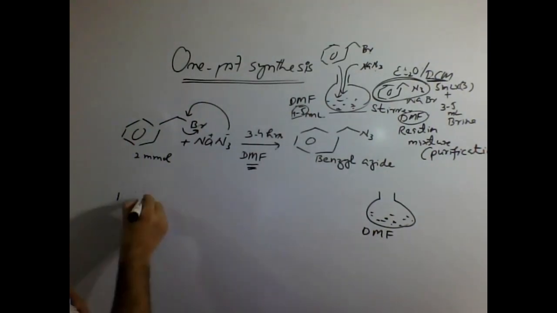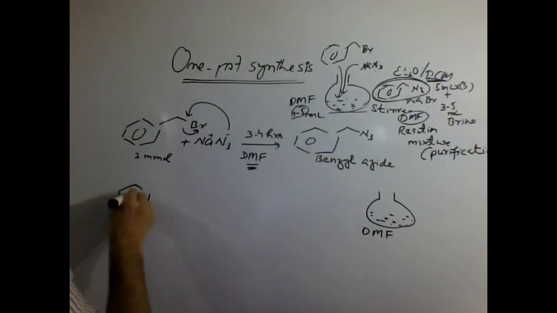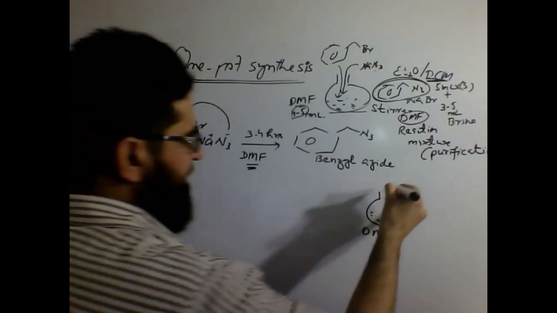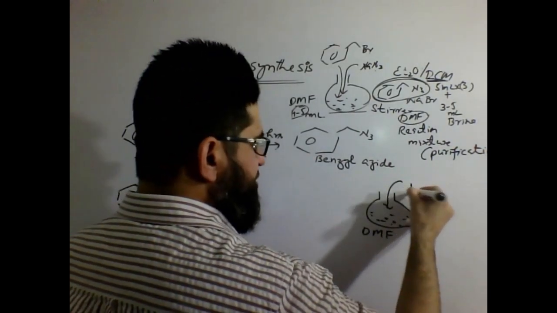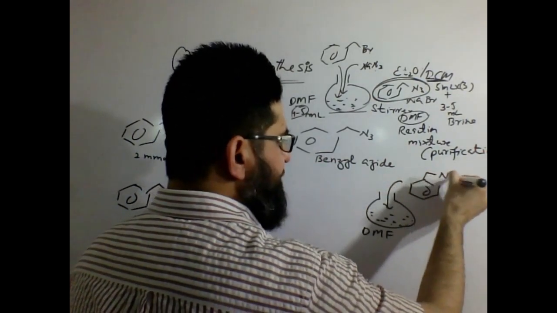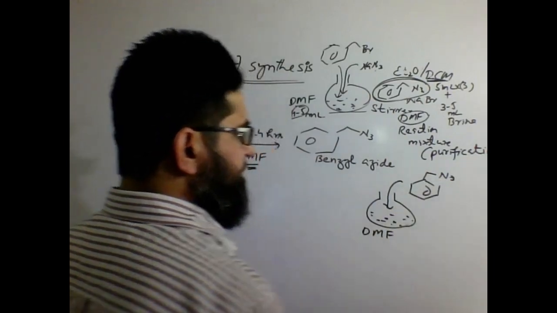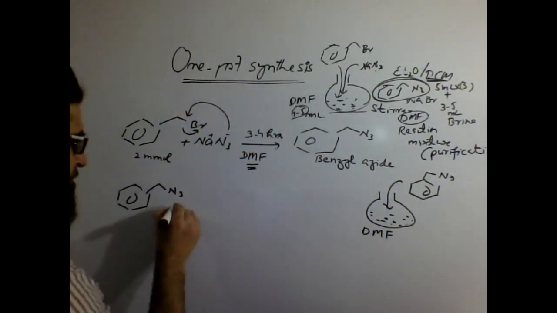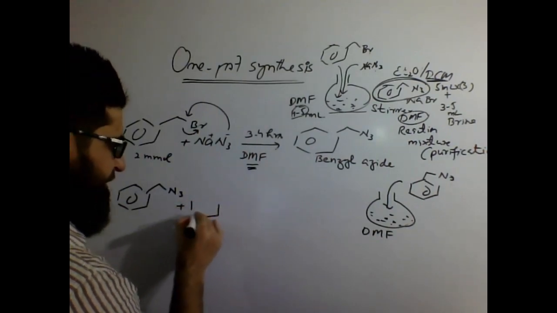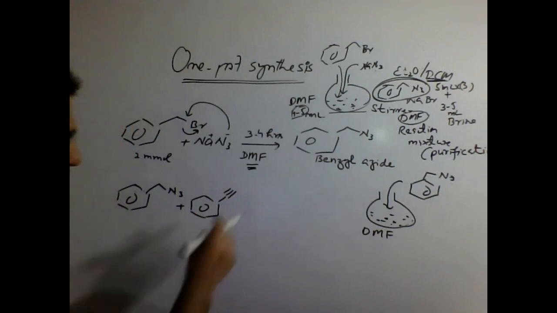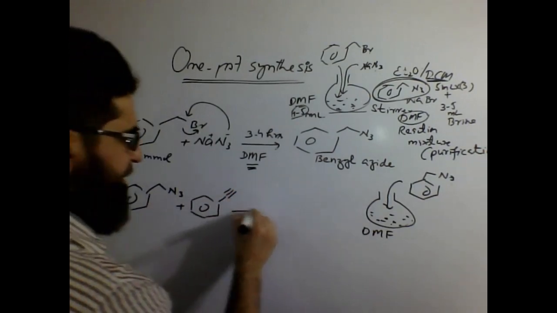Now this purified product, which is benzyl azide, we have taken it into another flask. So we put benzyl azide into it. Then we are going to add another reactant. This is called phenylacetylene. It's a triple bond, phenylacetylene.